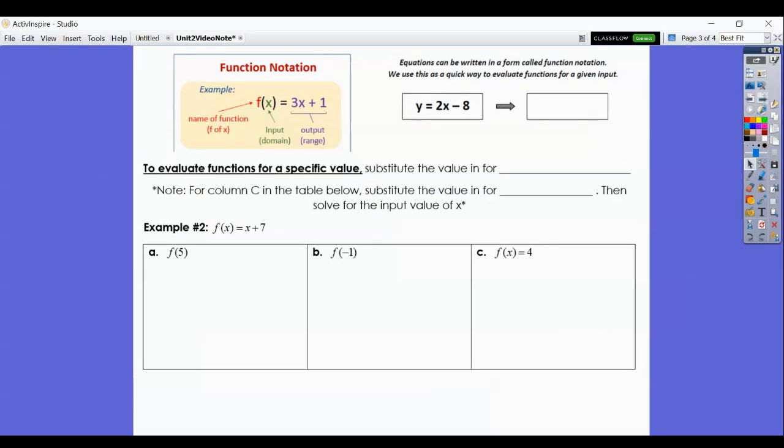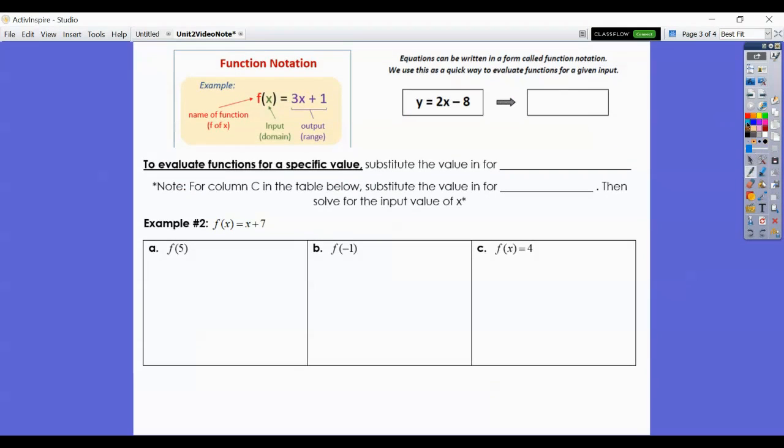We have function notation. Anytime you have an equation like y equals 2x minus 8, it can be rewritten with f of x instead of y. It's an f with parentheses x, but it's read as f of x equals 2x minus 8. Notice I kept the 2x minus 8. All I changed was y to its equivalent form, f of x. It's just how we signify functions in their specific notation.